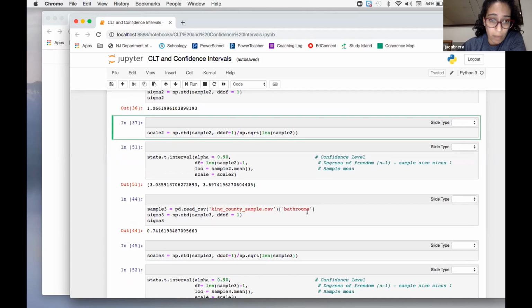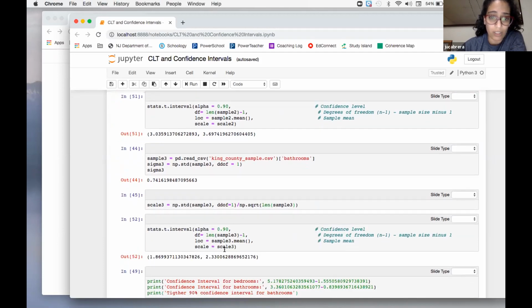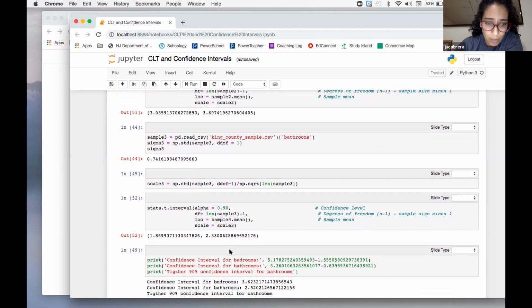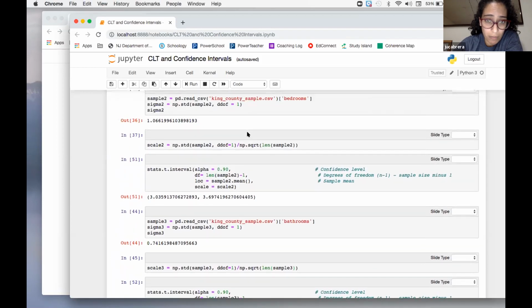Same situation for the bathrooms. So I just wrote in the bathrooms, and then scale 3. So then I changed this to a scale 3, and then I got this interval. And so before, what I had done was subtracted the intervals and tried to see which one was the smaller amount, and that would be the one that was tighter, right? Mm-hmm. But I didn't get to that because I had it wrong, so I couldn't fix it yet. But it looks like, just by looking at the numbers, maybe bedrooms.